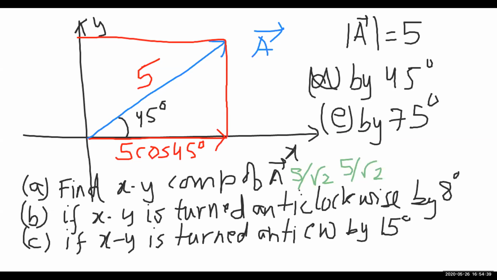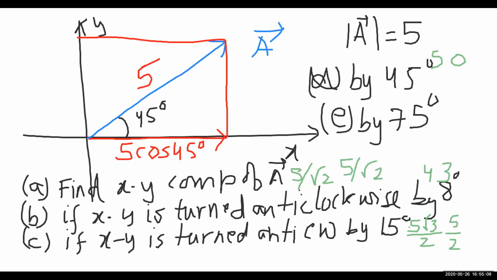तो इसका होगा 4 and 3, राइट. और ये 15 वाला जो है इसका होगा 5√3/2 and 5/2. इसका होगा 5 and 0.